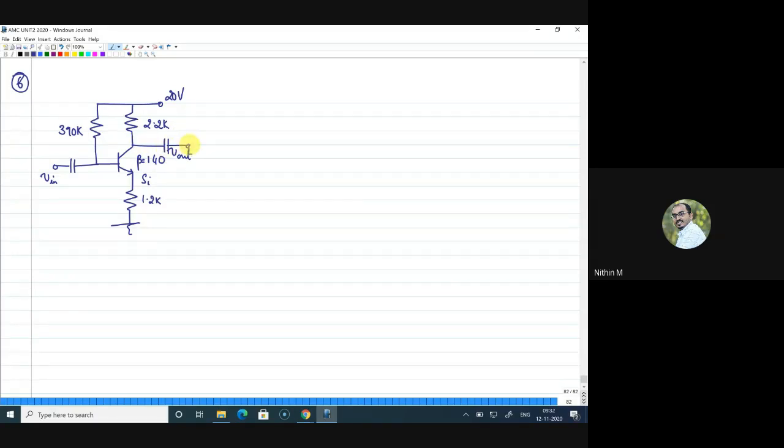Now the question is to calculate the same RE, Z in, Z out, AB. For all this, given that R0 can be assumed as 20K, right? So let me ask this question to Nitin. Nitin, are you there? Nitin, can you tell me what amplifier configuration is this?